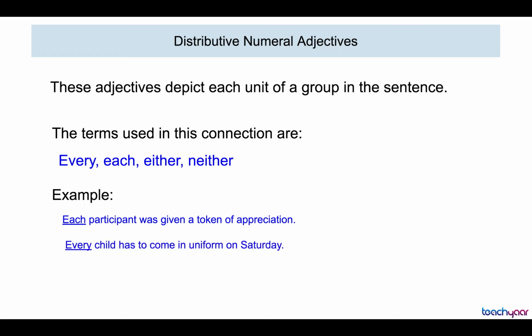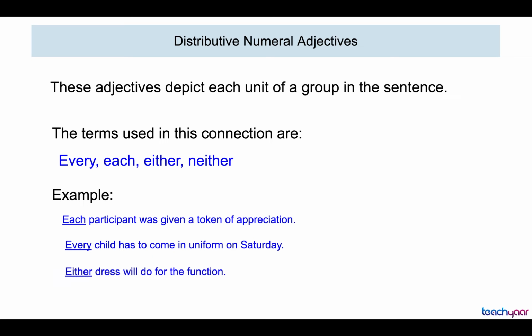Every child has to come in uniform on Saturday. So supposing this instruction is given in a school where there are many students. But what are you saying? Every child. Child is countable, just as participant is. So it is a countable noun. But then, since you are referring to each and every child, each one, it is singular. That is why every child. And the verb has is singular. And every is the distributive numeral adjective.